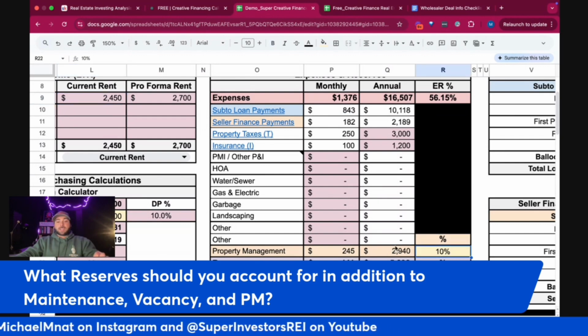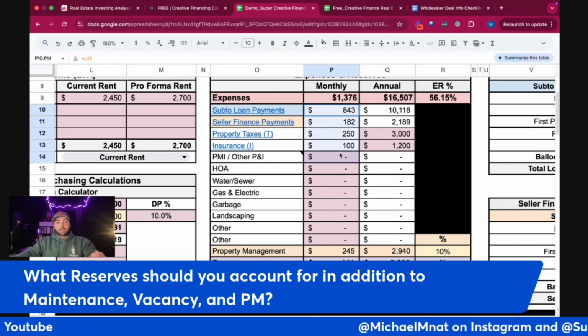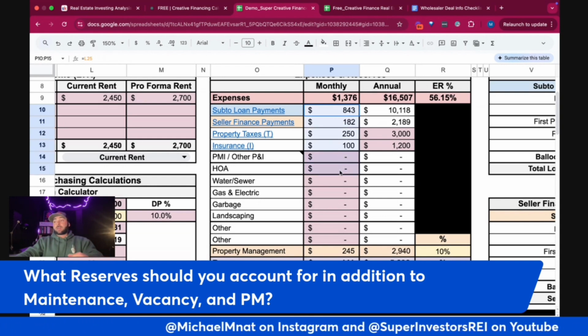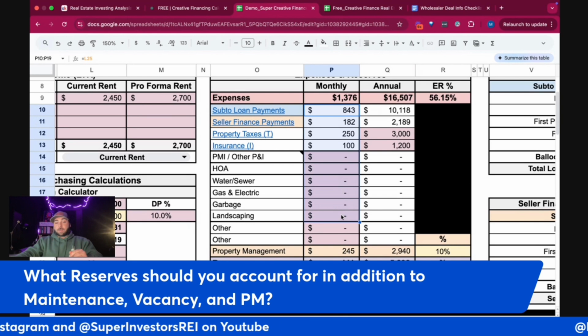All right, with that being said, the total expenses on a property account for all the debt, seller finance, property taxes, insurance, mortgage insurance if there is any, or some other type of loan you're paying, like maybe you're taking over someone's HELOC and you're paying that, HOA fees, utilities like water, sewer, gas, electric, garbage, landscaping, and whatever else.